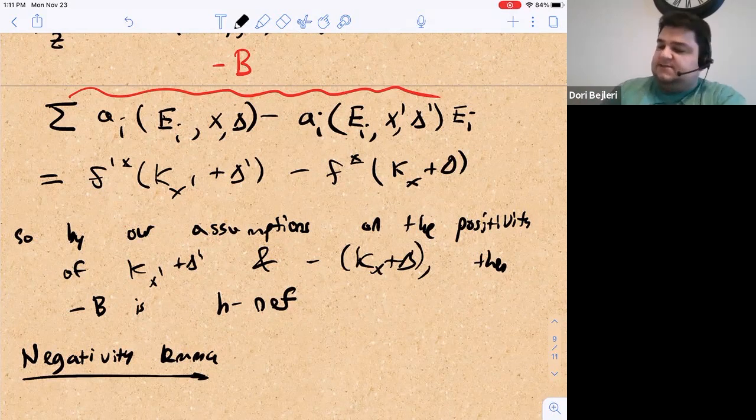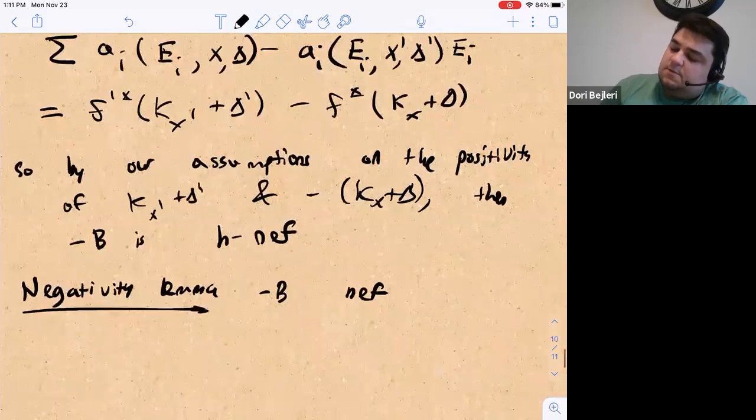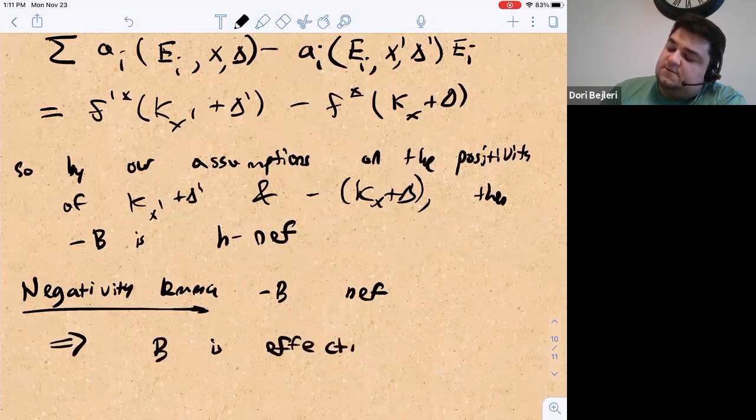Or more formally, what it says is that in this situation, where we have some linear combination that we called minus B of exceptional divisors over Z, then minus B nef implies that B is effective if and only if the pushforward is effective.